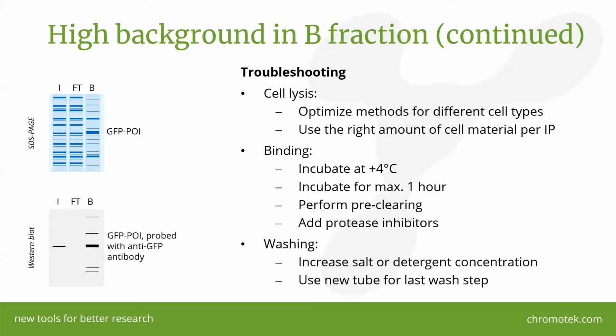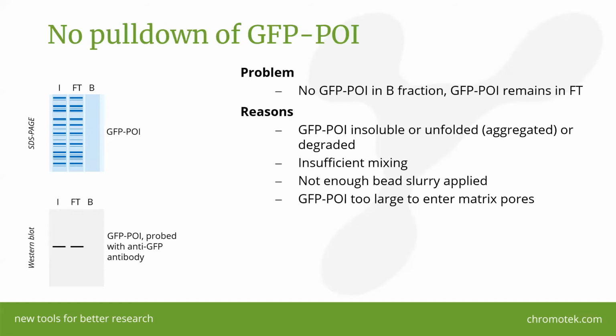For washing, it is also important to use a new tube during the last washing step. If you do not switch the tube, proteins that bind unspecifically to the tube will also be found in the bound fraction. We go now to the second case, which is also very common.